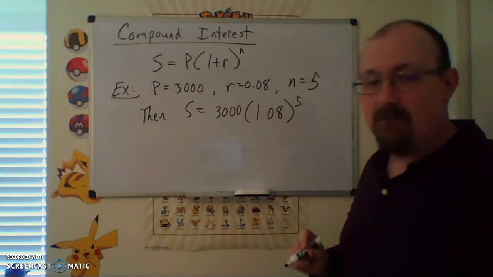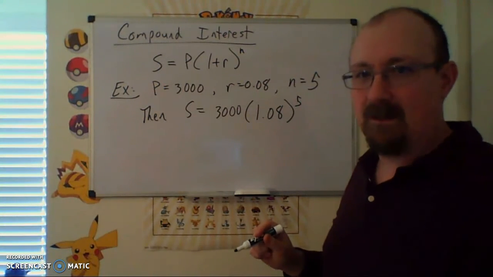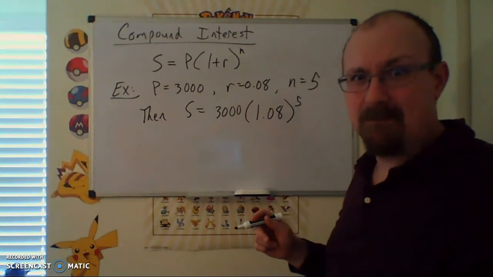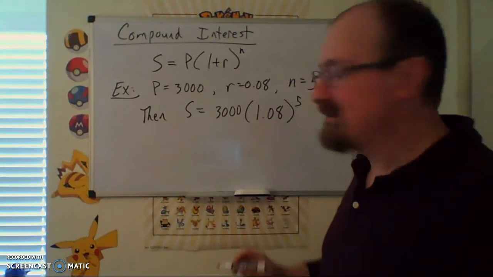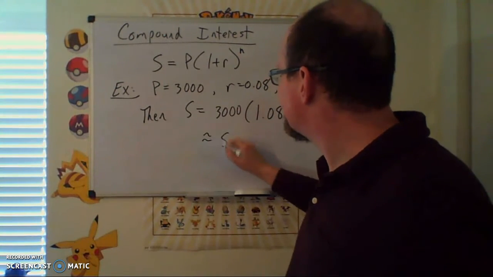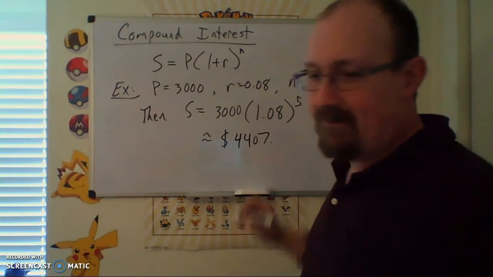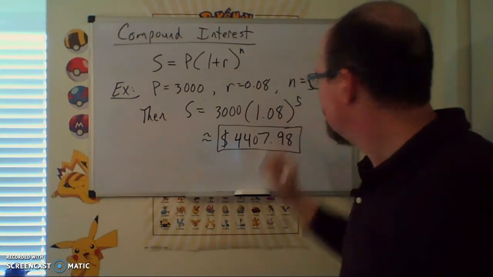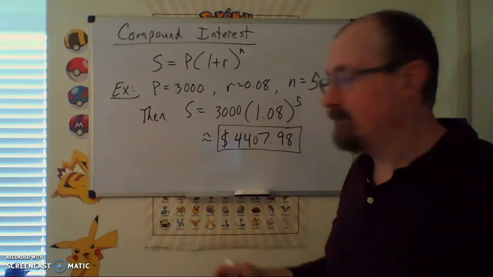And then we need to take that 1.08 and raise it to the 5th power. So again, if you're using a calculator, you've got the exponent key, that kind of thing. We used it a lot last chapter, so hopefully you're on board. Anyway, we work this out, and to the nearest cent, I got $4,407.98. So there's my future value. So 5 years down the line, that's how much is sitting in the account.